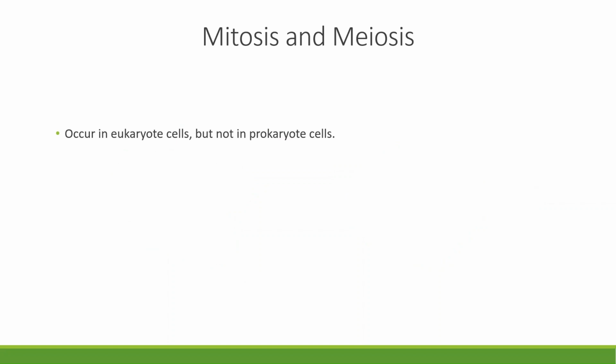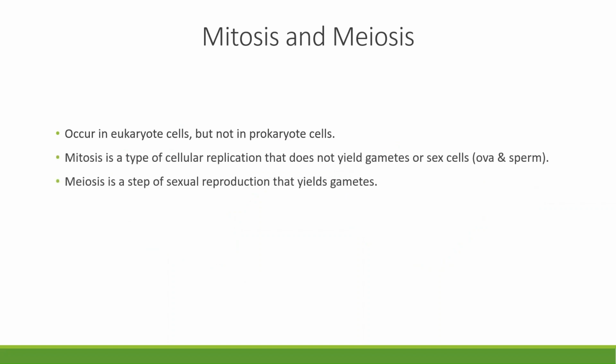Mitosis is basically an exact copy of one cell into two cells. Meiosis is a step in sexual reproduction, and this yields gametes in the process. So instead of making two of nearly the exact same cells from the original cell, you make gametes instead. And for those of you that don't know, gametes are another term for our sex cells, our ova and sperm.